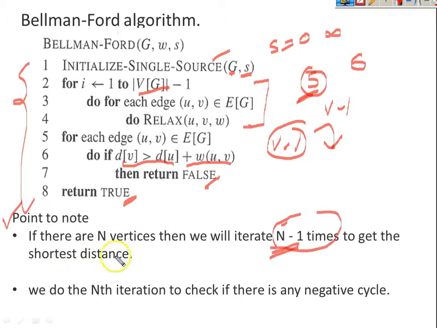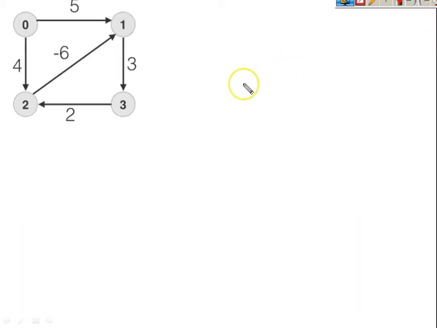So the point to note is that if n vertices are there in the graph, then we need to do n minus 1 times relaxation, and after reaching n minus 1 times, we will do one more relaxation to check whether there is a negative cycle or not in the graph. So we'll take one example and try to understand this. Let us take this example and apply this algorithm to find the shortest path. Here you can see we have 4 vertices, so we need to do 3 iterations.